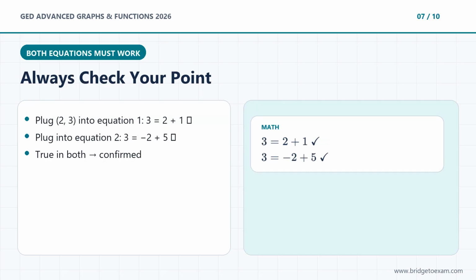Take your answer and check it in both equations. Put 2, 3 into the first. 3 equals 2 plus 1. True. Put it into the second. 3 equals negative 2 plus 5. Also true. Because it works in both, 2, 3 is definitely the solution.